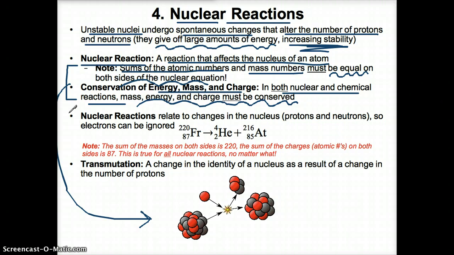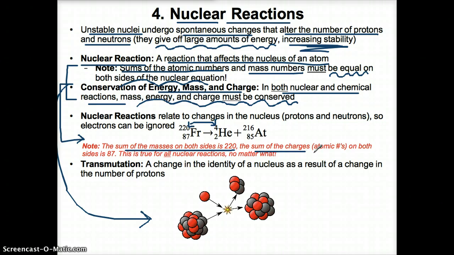All right, for example, this example down here really nicely illustrates this. If we look, we have 220 for the mass number of Fr, 87 for its atomic number. Then it undergoes a spontaneous change over here to change into He with the mass number of 4, atomic number of 2. Also on the product side, we have the nuclide At-216 where the mass number is 216 and the atomic number is 85. And what you notice here is when you add up the sum of the mass numbers on both sides, 4 plus 216 here and 220 here, they're both equal to 220.